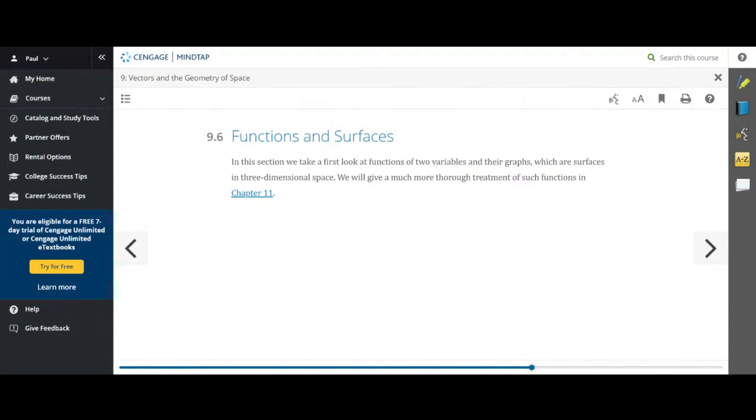Right, functions and surfaces. So what you're used to seeing, of course, I'll go right to the whiteboard just for a moment. You're used to seeing functions of x, okay? And you've seen that for a long time. If y is a function of x, that's some curve in the xy plane.